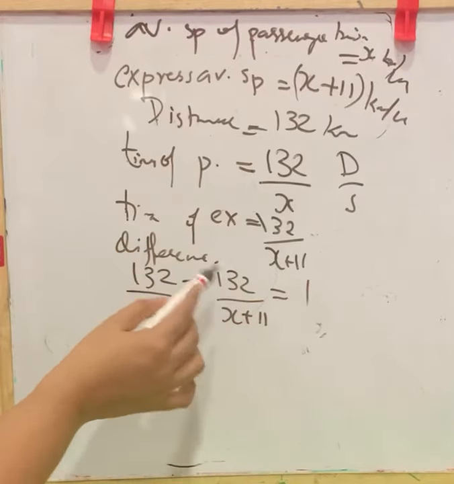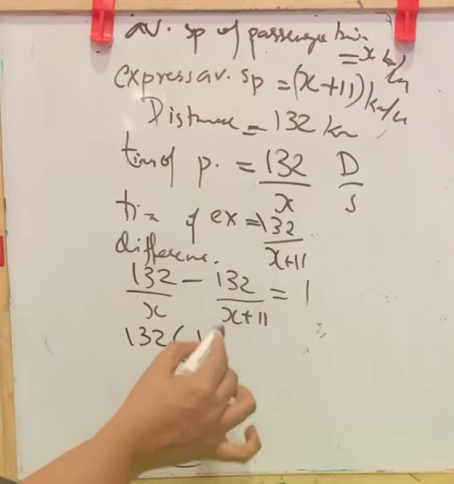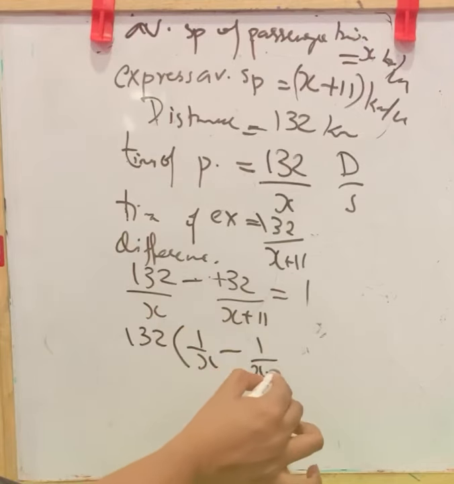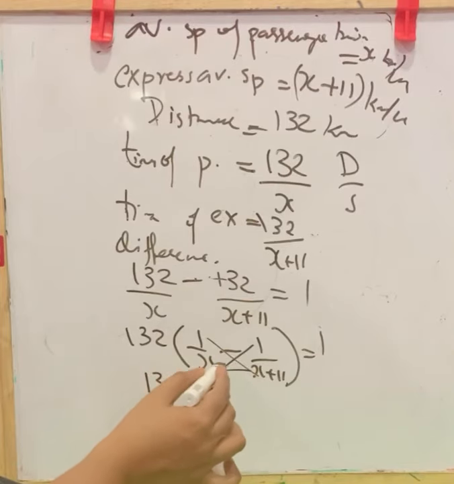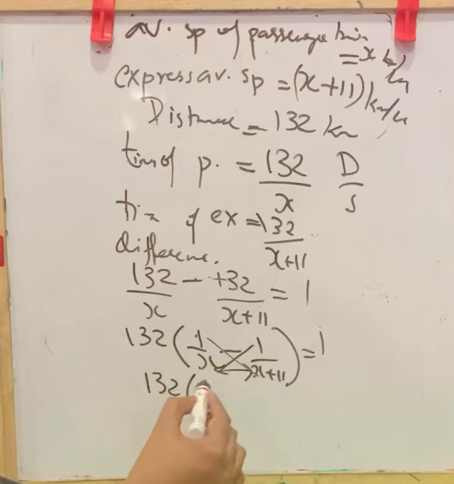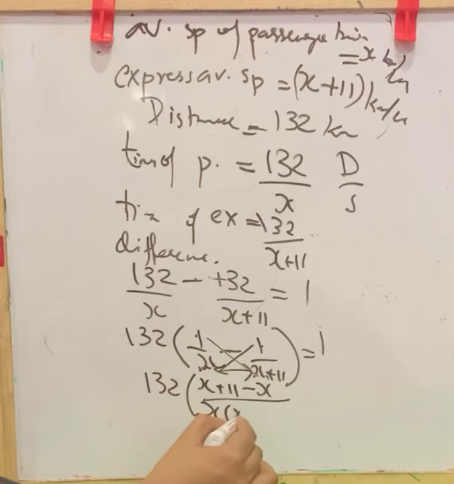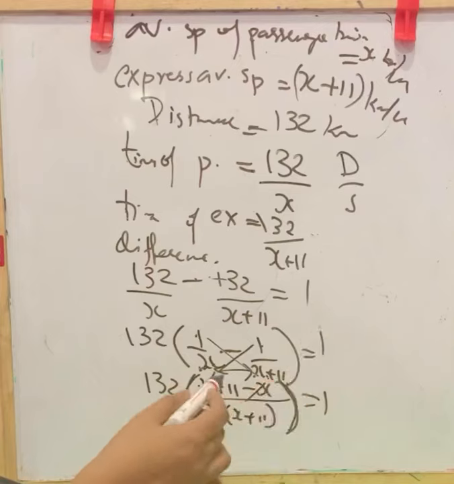Here we have 132 common. So we will take 132 outside. Inside the bracket we have 1 by x minus 1 by x plus 11 equal to 1. Keep 132 here. Inside the bracket we will do cross multiplication. 1 into x plus 11 is x plus 11, minus x into 1 is x, by denominator's product, that is x into x plus 11. Close this bracket equal to 1. Here x and x get cancelled because x minus x is 0. Rest will be 11 by x into x plus 11.